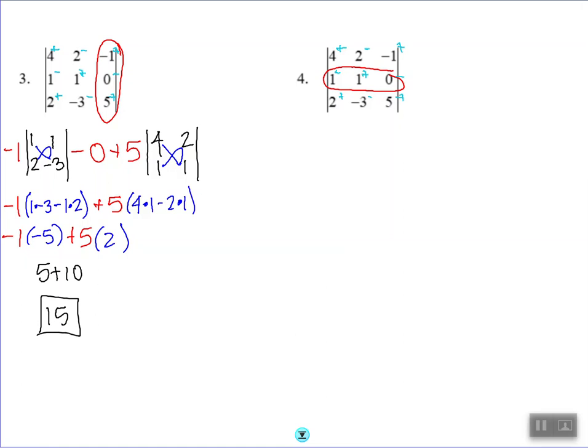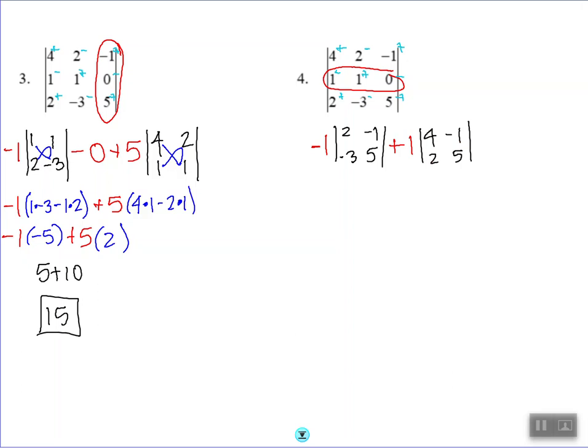To start with, my first value in this row is 1. Since I assigned this a negative, I'm going to change it to a negative 1. If I block out that row and column, I have 2, negative 1, negative 3, 5. Then the next value in my row is 1. It's assigned a positive, so I'm going to have plus 1. If I block out that row and column, I have 4, negative 1, 2, 5.